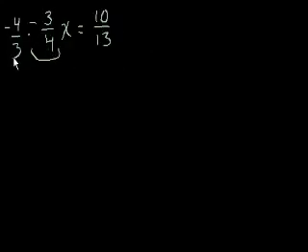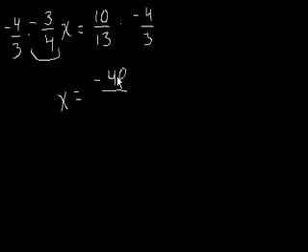So if we multiply the left-hand side by negative 4/3, we also have to do the same thing to the right-hand side, minus 4/3. On the left-hand side, the minus 4/3 and the 3/4 cancel out. You could work it out on your own to see that they do. They equal 1, so we're just left with x is equal to 10 times minus 4, which is minus 40, over 13 times 3, which is 39. So we get x is equal to minus 40 over 39.